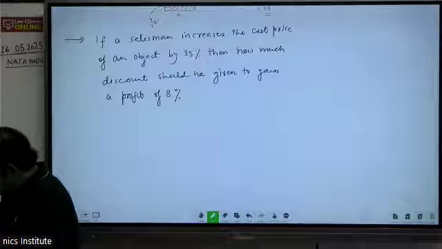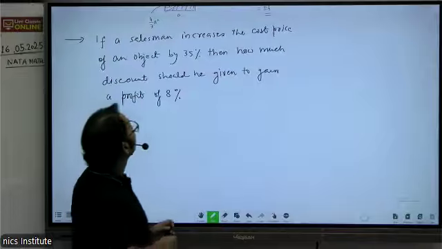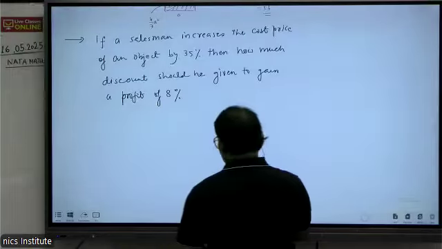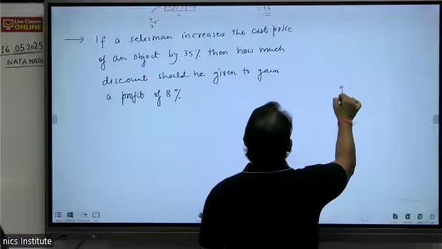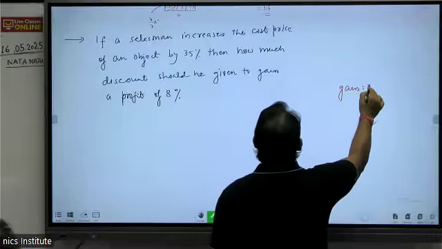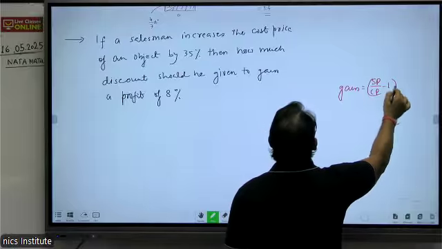So 27%. So is it right? I don't know. I don't have the answer to this. Let's calculate. Profit percent or gain percentage is always SP by CP minus 1 into 100.